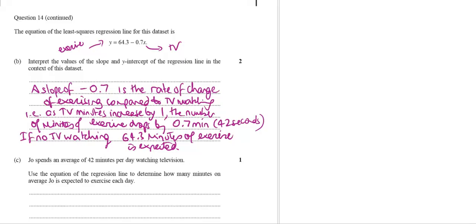Part C. Joe spends an average of 42 minutes per day watching television. Use the equation of the regression line to determine how many minutes on average she's expected to exercise each day. Pause here to try yourself. So they're telling us that x equals 42, and we're going to substitute that into the formula. Y equals 64.3 minus 0.7 times 42, and we get an answer of 34.9 minutes.